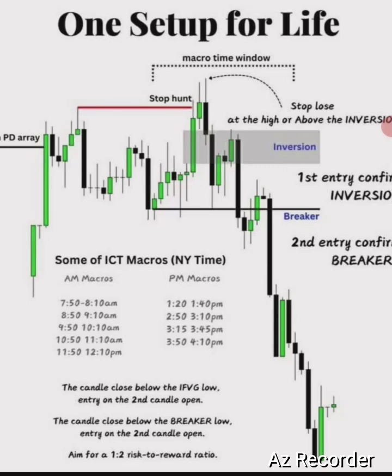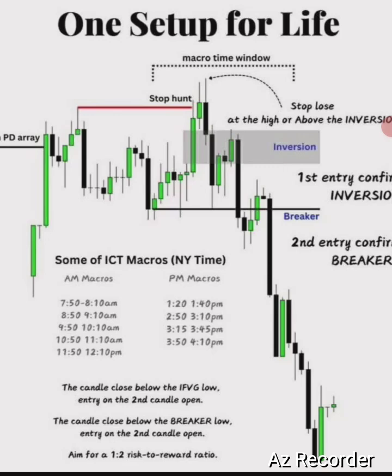One more is inversions. Inversions indicate reversal points rather than the stop hunt. So it is indicated by the setup earlier. So we add the first of entries and confirmation, just like the first entry confirms when an inversion occurs.